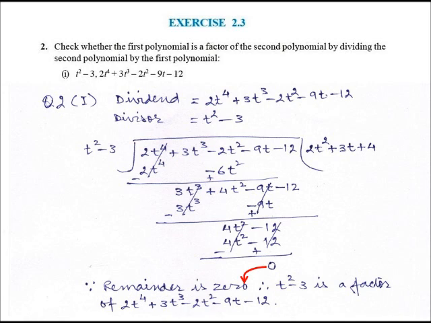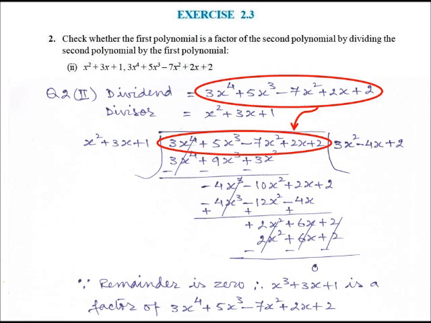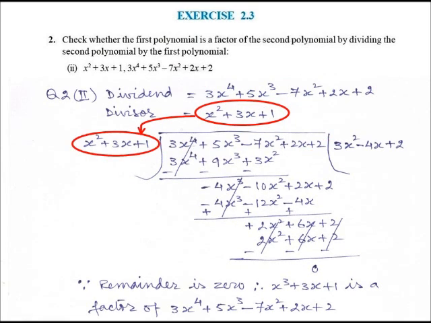That is, t square minus 3 is a factor of t to the power 4 plus 3t cube minus 2t square minus 9t minus 12. This is the second part. In this part, the second polynomial that we will treat as dividend is 3x to the power 4 plus 5x cube minus 7x square plus 2x plus 2. And the first polynomial which we will treat as divisor is x square plus 3x plus 1.